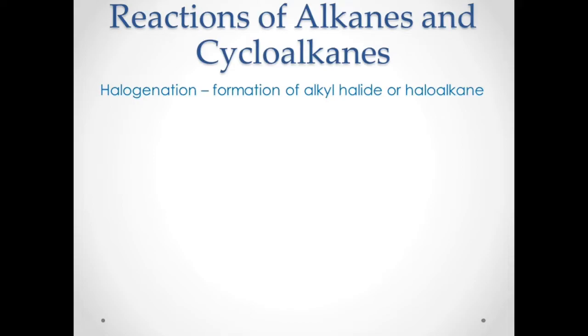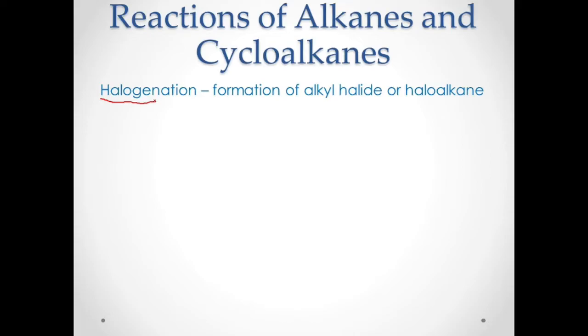So halogenation is from the root word halogen. When you say halogen, you would expect that the starting material would be composed of the halogens. So what are the halogens? Where can you find halogens in the periodic table? It's actually found in group 7. You have fluorine, chlorine, bromine, iodine. So these are all halogens.